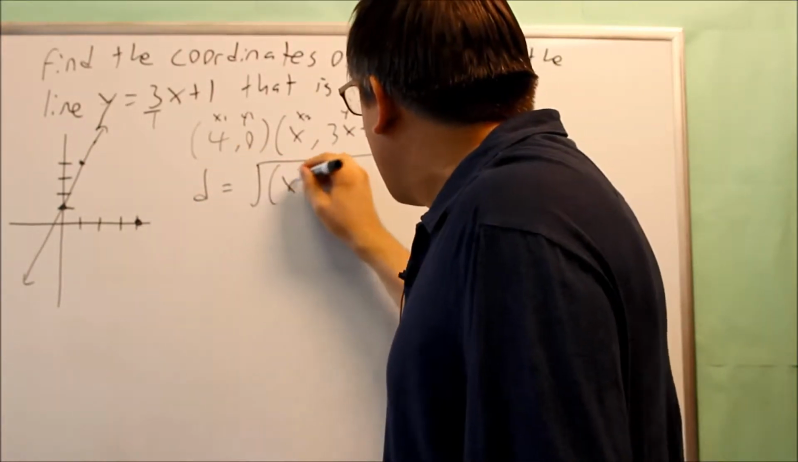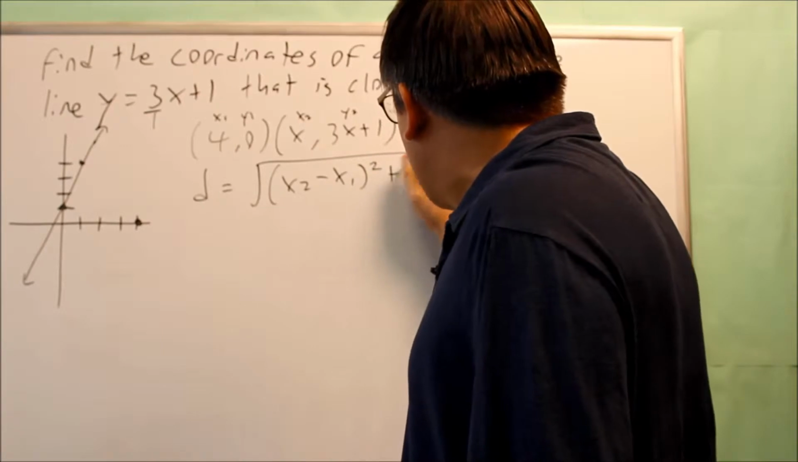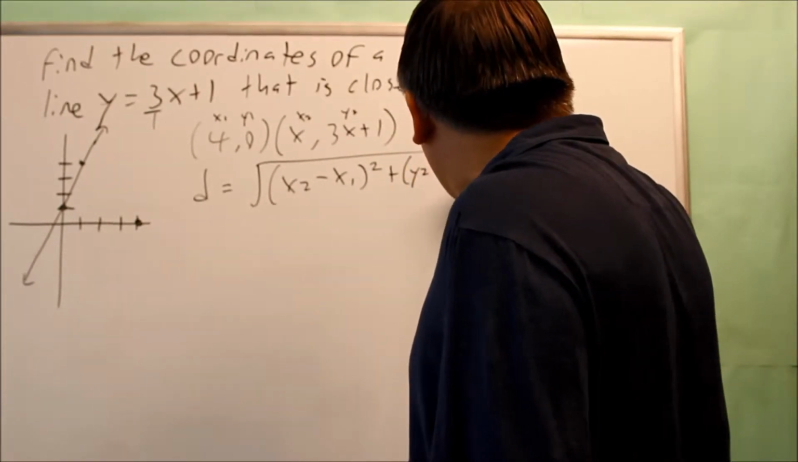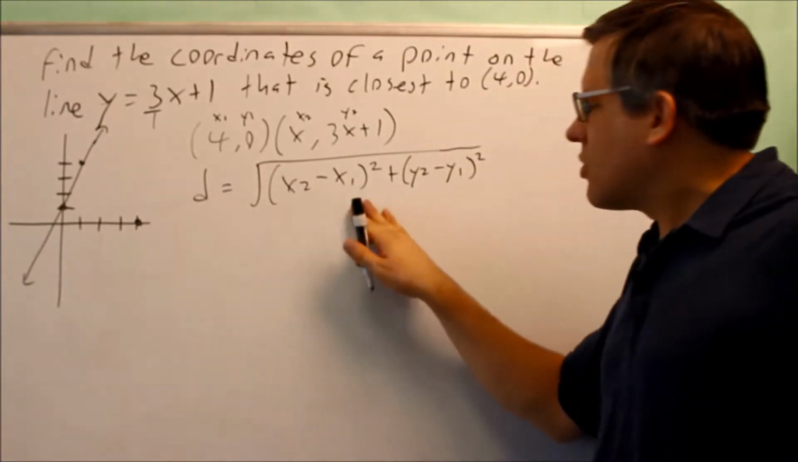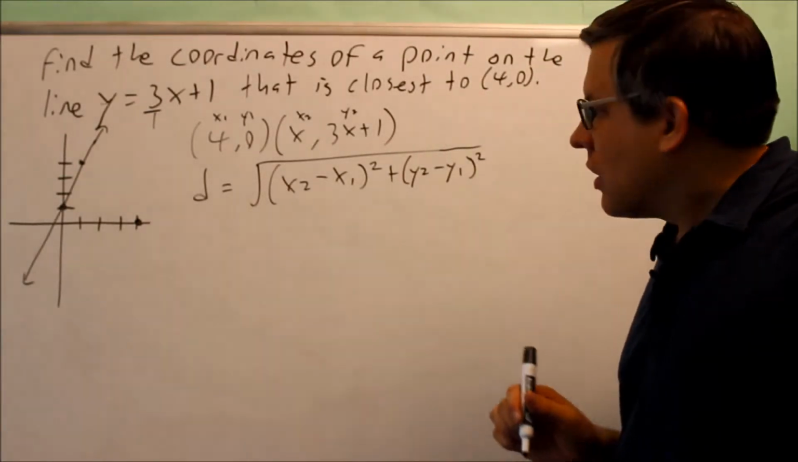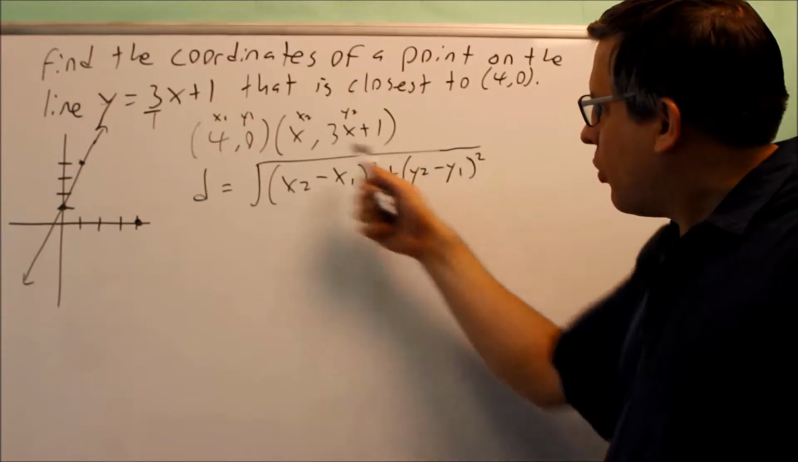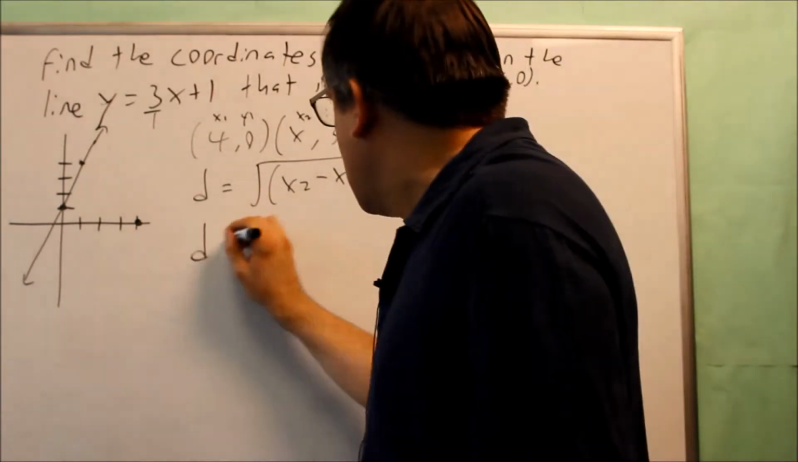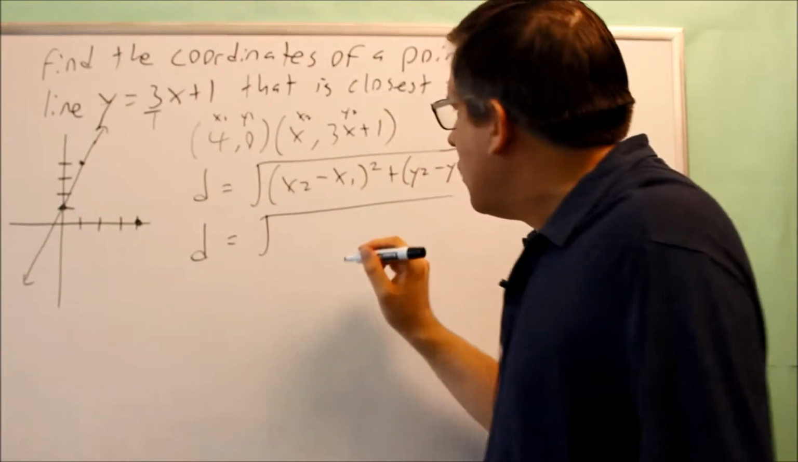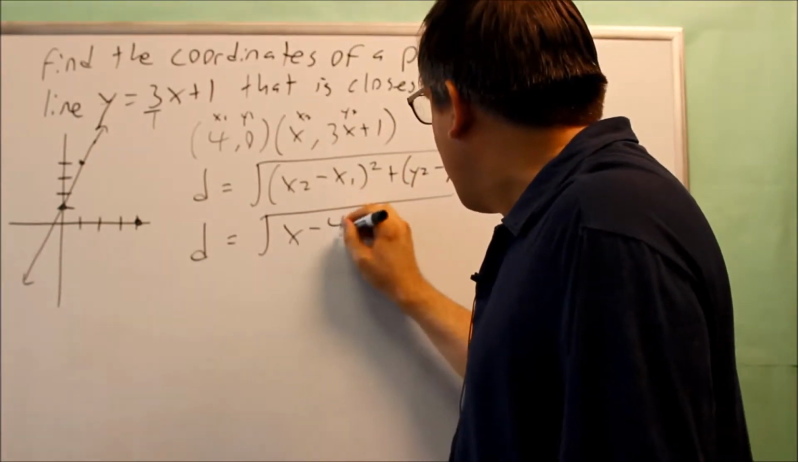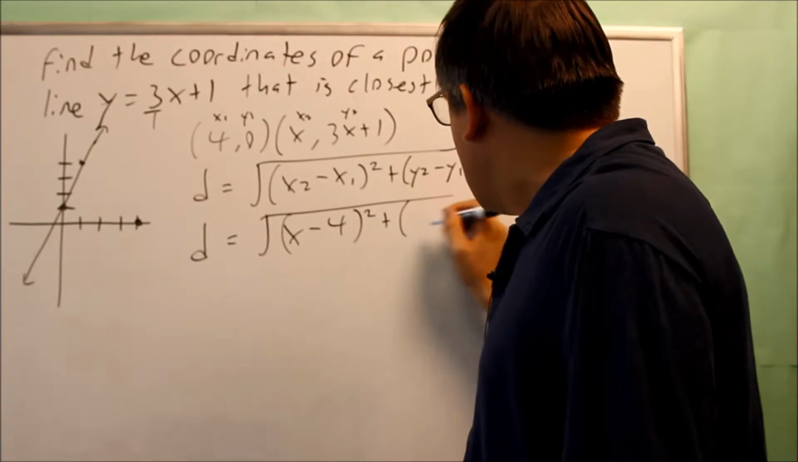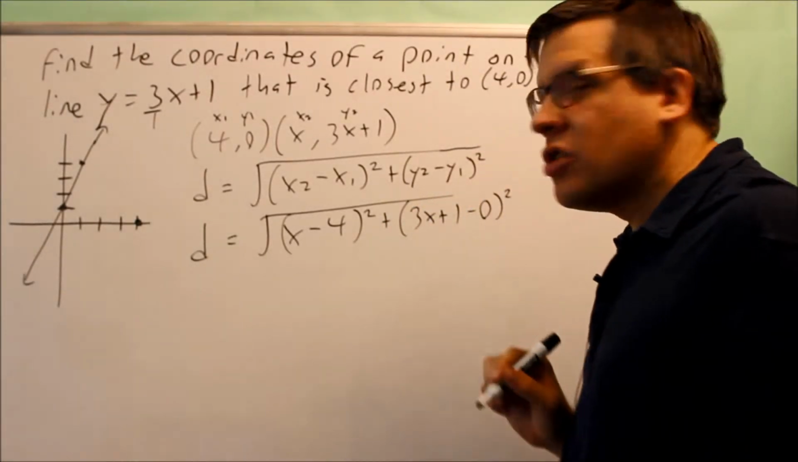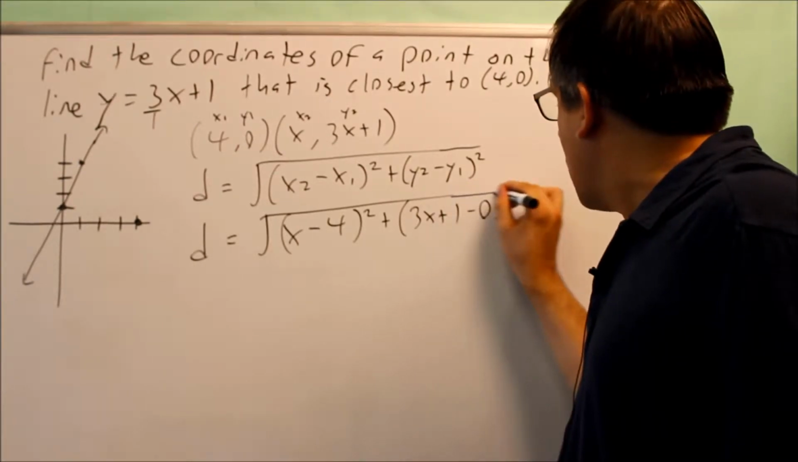So the distance formula, I'm going to go ahead and write this one up. Again, this came from an earlier section, so we're kind of just reviewing this. So here's the distance formula from a previous section. And what I'm going to do is put the points that I have set up here into the distance formula. Okay, so I get the difference in the x's. I have x minus 4 squared, and then I have 3x plus 1 minus 0 squared. So that would be the setup on it.